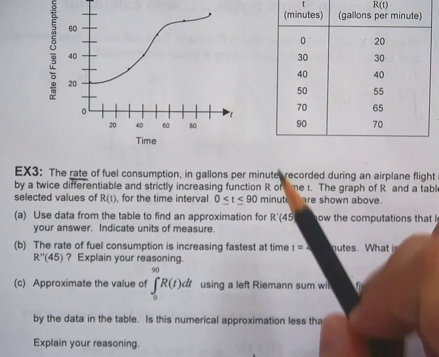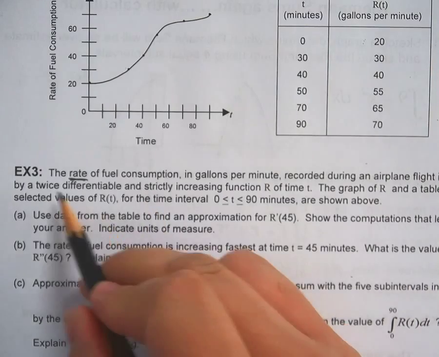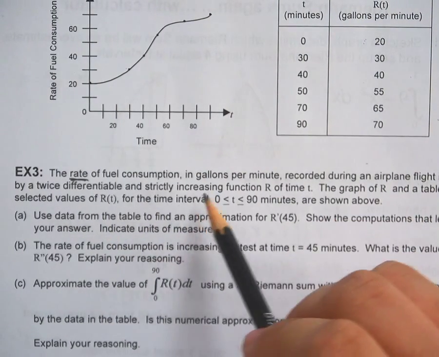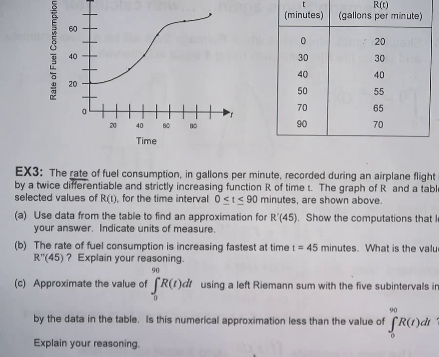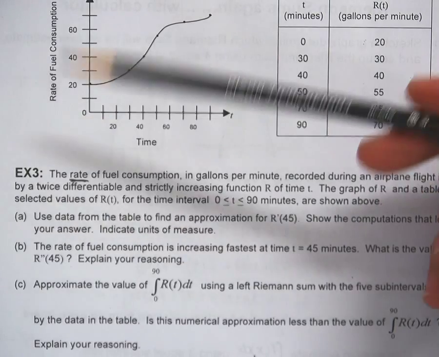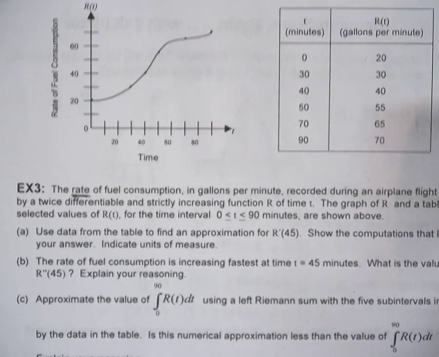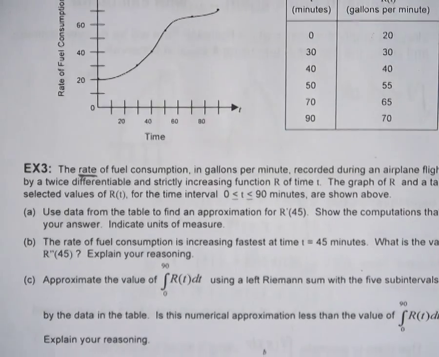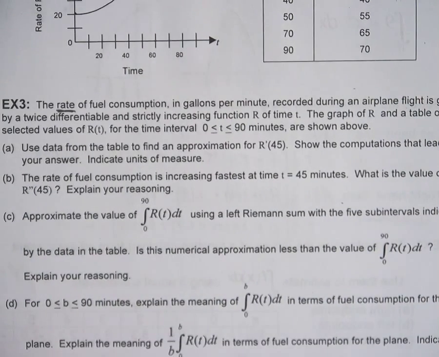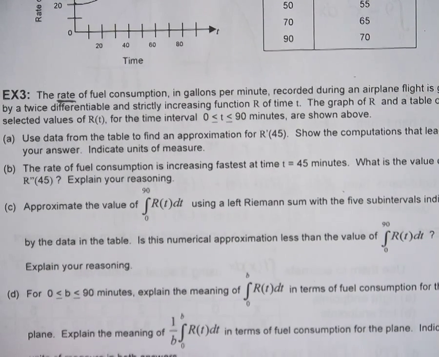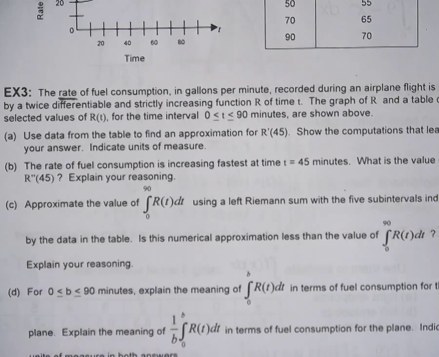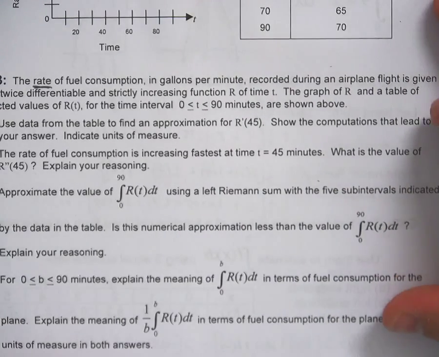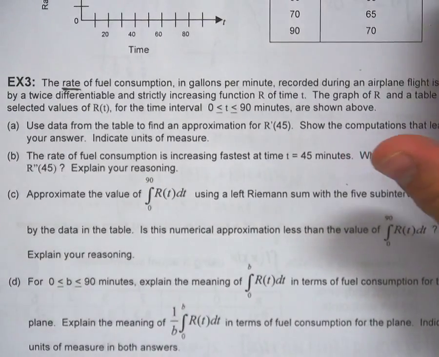So first off, it says that it is twice differentiable, and it's an increasing function r. It's strictly increasing all the time. That's going to be good to know. So anyway, this is the rate of fuel consumption. Now we are considering this as r of t. Part A says, use your data from the table to find an approximation for r prime of 45. Show the computations that lead to your answer and indicate units of measure.